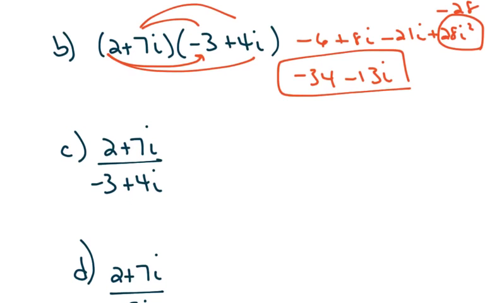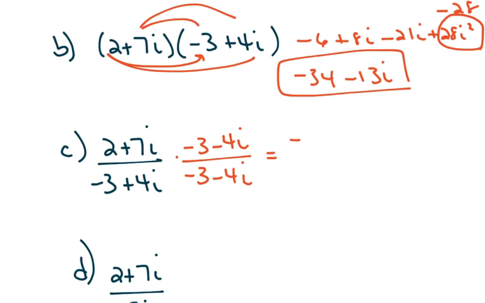In part C, in order to divide complex numbers, you would multiply the fraction by the complex conjugate of the denominator. The complex conjugate is what you get when you make the imaginary component the opposite sign. Notice nothing happened to the real component. The only thing that changed was that the imaginary component became negative 4i.